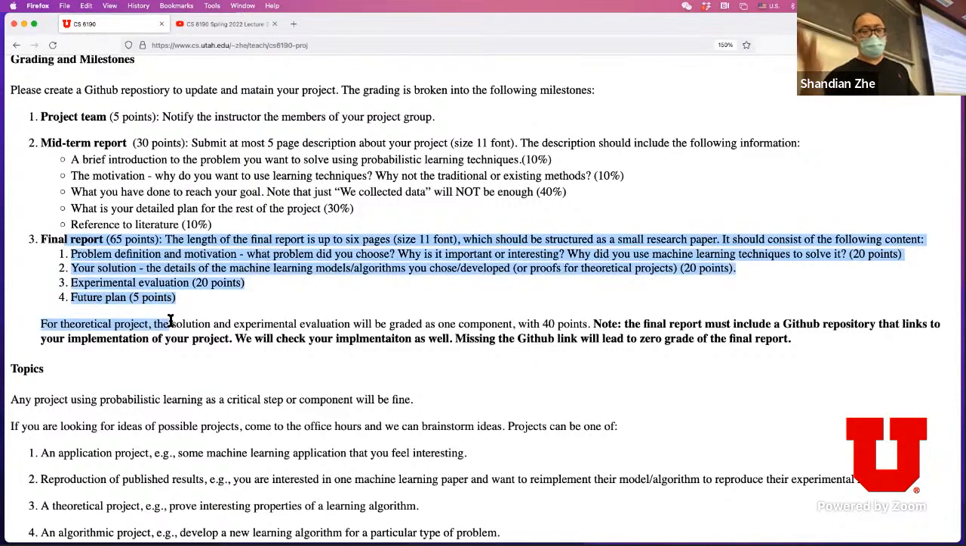Okay, any questions about our policy about the research project?